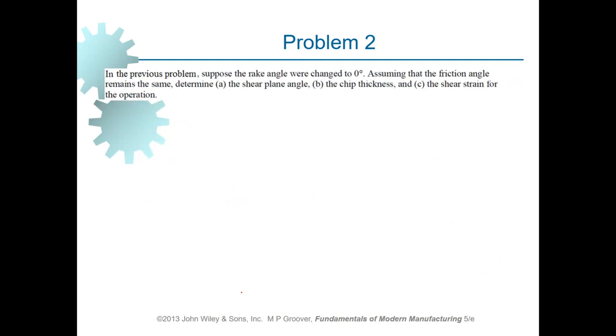Problem 2. What is this problem asking us to do? In the previous problem, suppose that the rake angle were changed to 0. So it was 15, and now we are supposing that it is changing to 0. What it means is that we are making use of a different cutting tool with a rake angle of 0 instead of the one that we had used before, which had a rake angle of 15. We want to see how a change of rake angle will change everything.